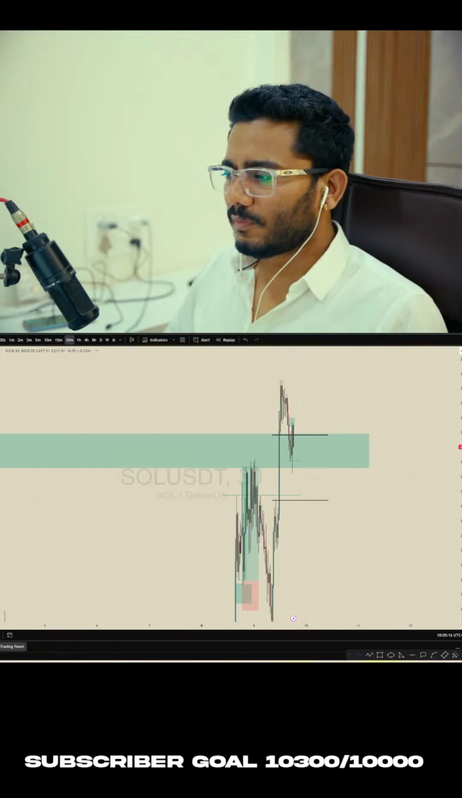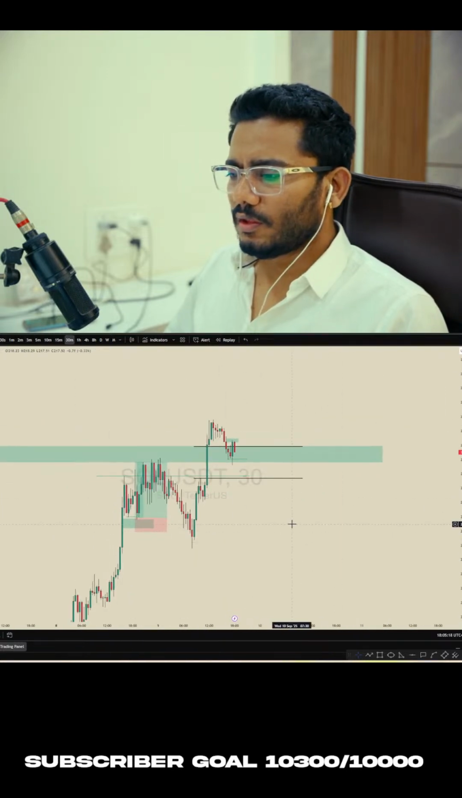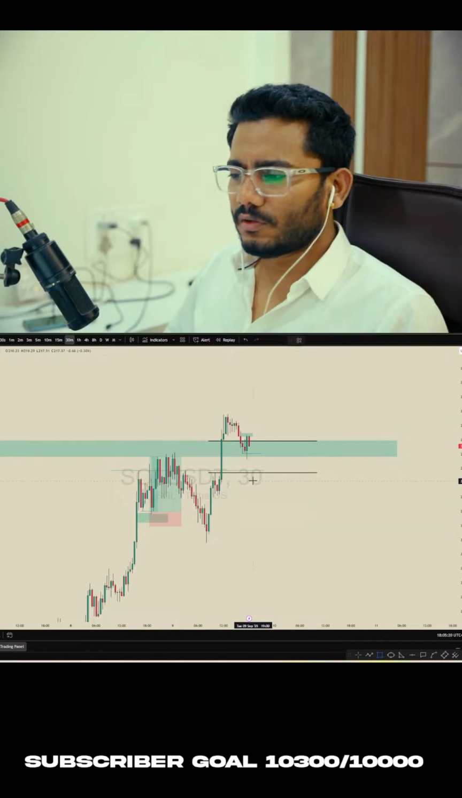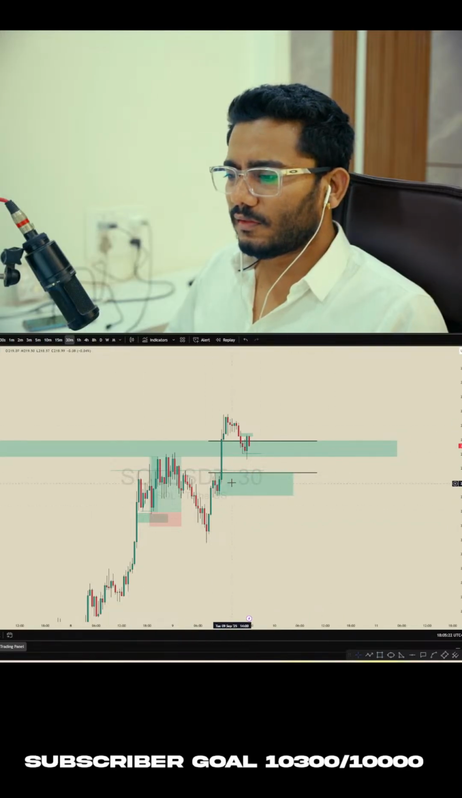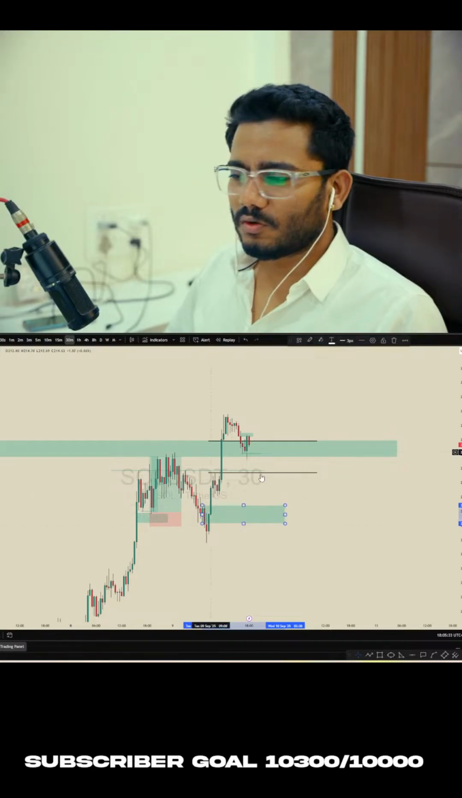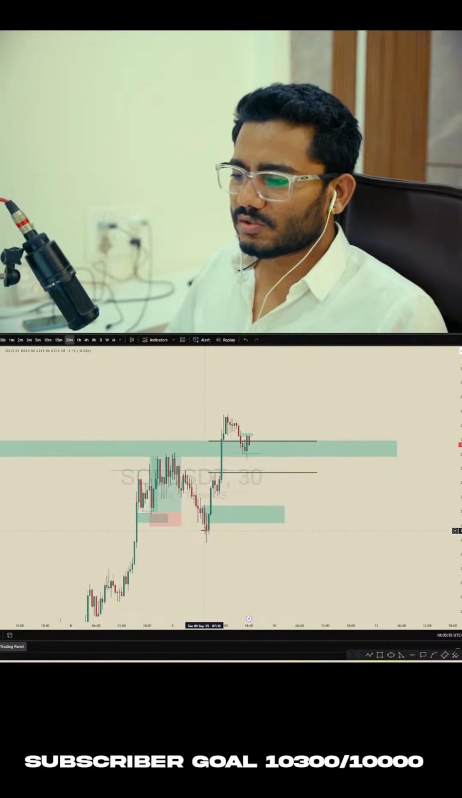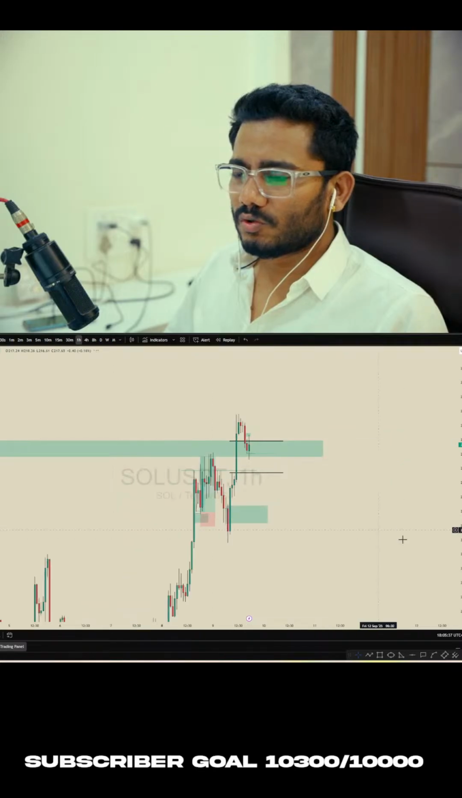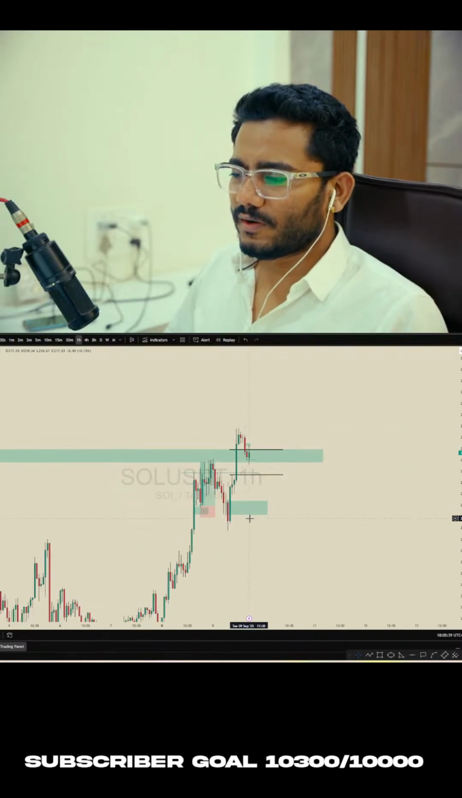But if you look at 30 minutes, then we have two areas of interest. First one is this area, and second one is this one. And there is this breaker block. So a lot of important areas. This one broke structure, this one swept the liquidity. So let's wait for CHoCH or any change of pattern. Then we'll decide if we want to enter or not.